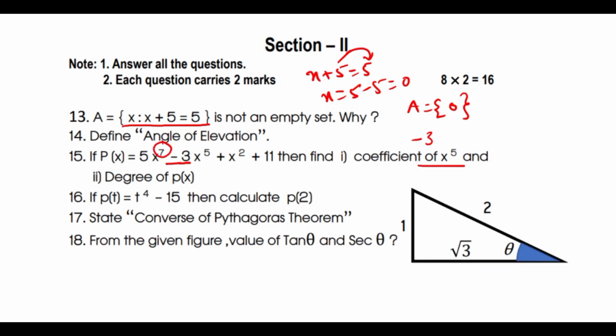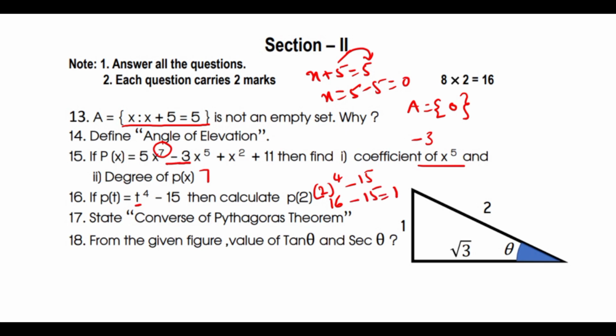Okay. p of t is equal to t power 4 minus 15. Then calculate p of 2. That means in the place of t, you can substitute 2 here. That is 2 power 4 minus 15. 2 power 4 is 16, right? That means you write 2 four times, like 2 into 2 into 2 into 2, minus 15. 16 minus 15, which is equal to 1.